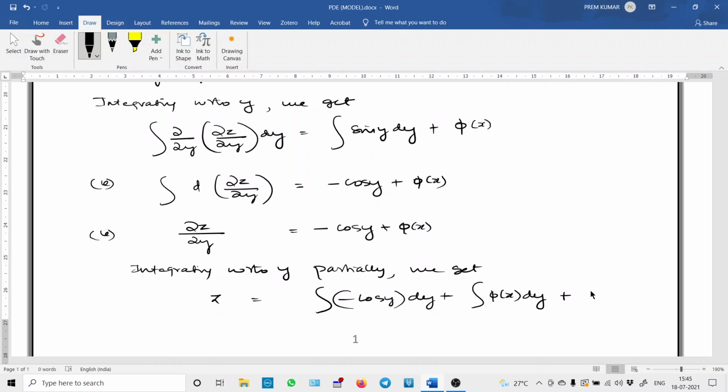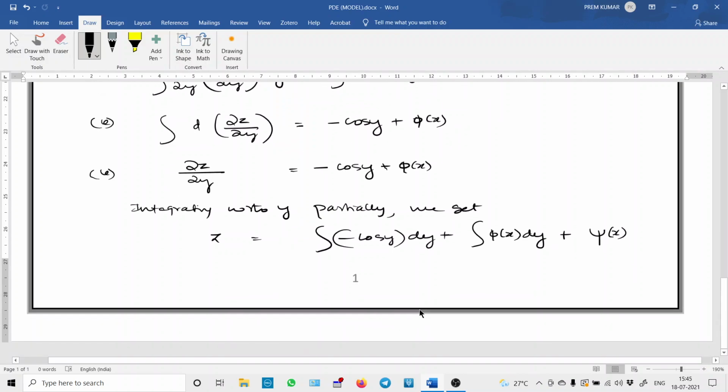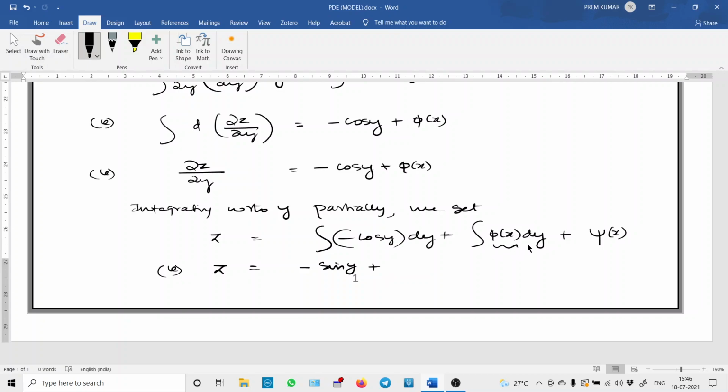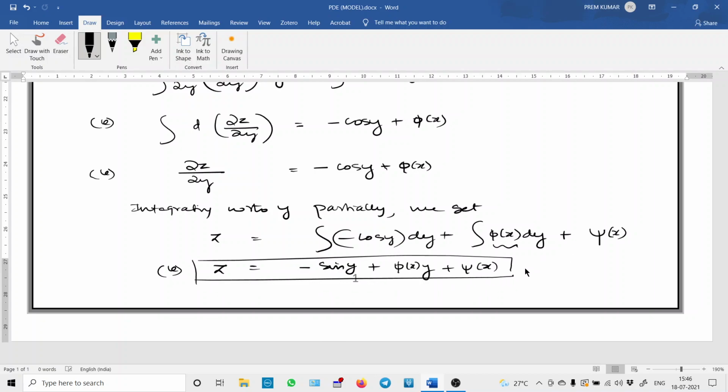Already I used pi, so I use the other symbol psi. You can use any symbol. So the solution is: integration of minus cos y is minus sin y, plus pi of x is a constant, but we are integrating with respect to y. So after integrating we will get pi of x times y plus some function of x. This is the required solution of the given partial differential equation.